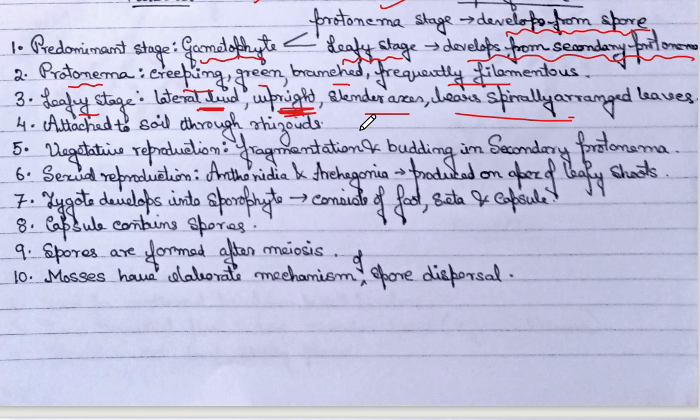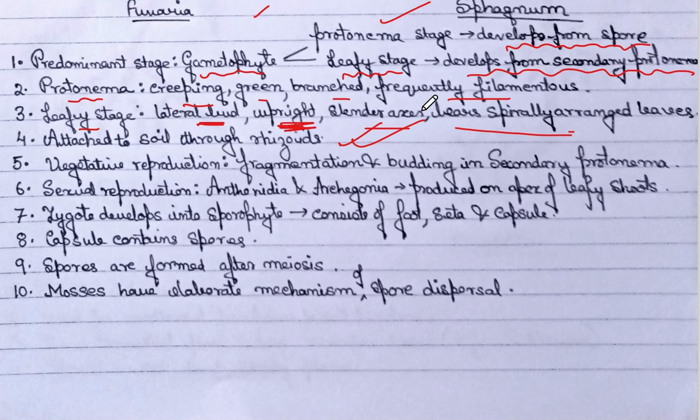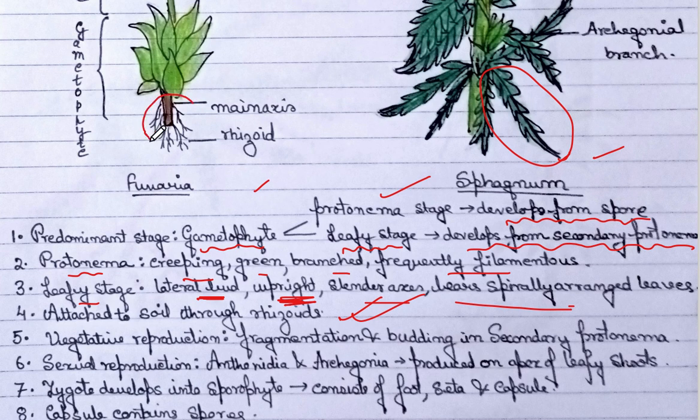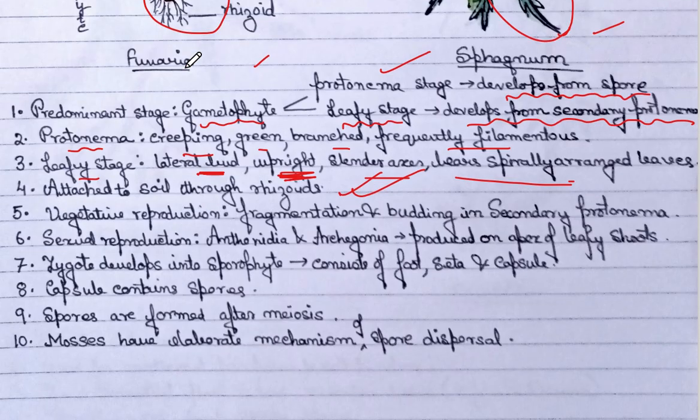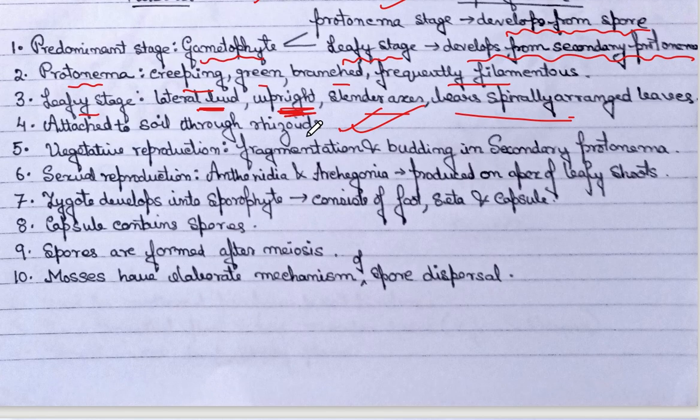They are generally attached to the soil through rhizoids. Vegetative reproduction occurs by fragmentation and budding in the secondary protonema. Sexual reproduction occurs by antheridia and archegonia, which are produced on the apex of the leafy shoots, unlike the thalli in the liverworts.